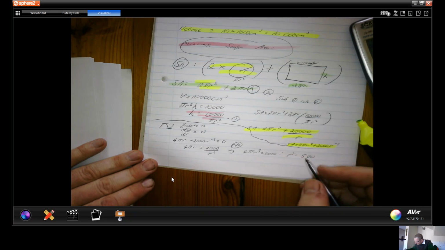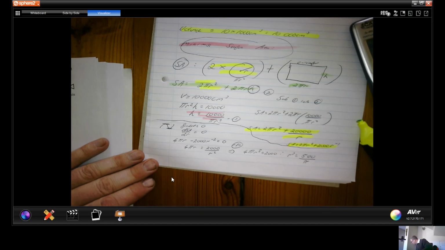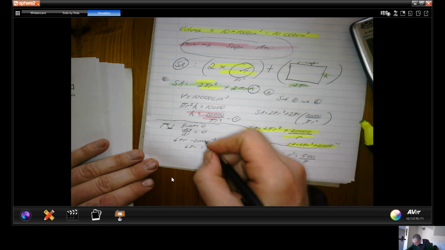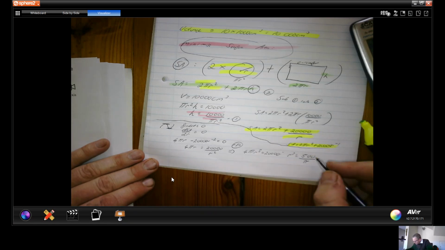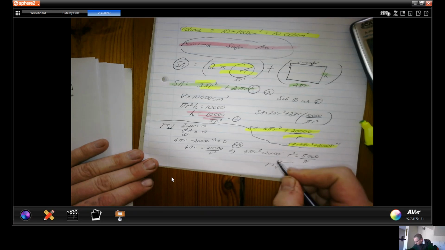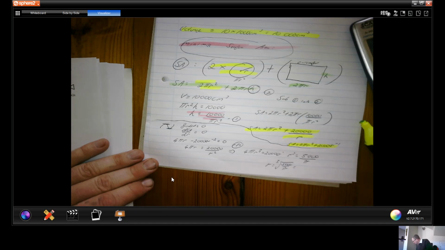So you're going to get 500 over pi. Sorry, this was 20,000. 20,000, right? So r cubed is going to be 5,000 over pi. So r is going to be equal to the cube root. We don't have to worry about the plus minus for cubes. So r is cube root of 5,000 over pi.